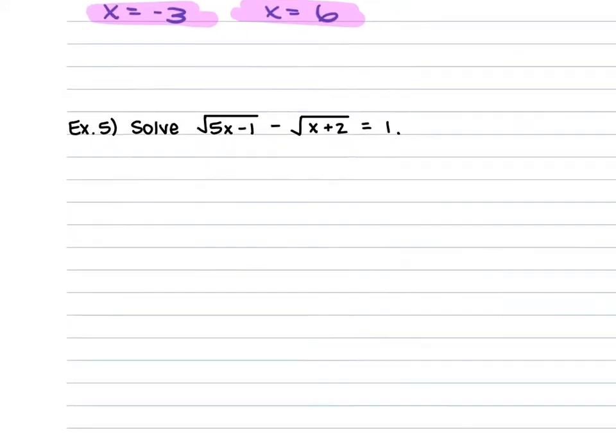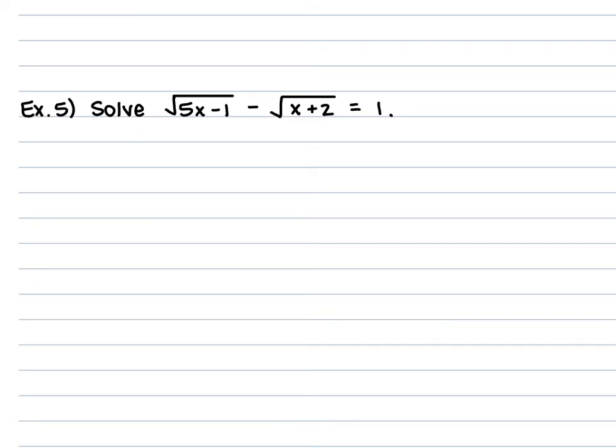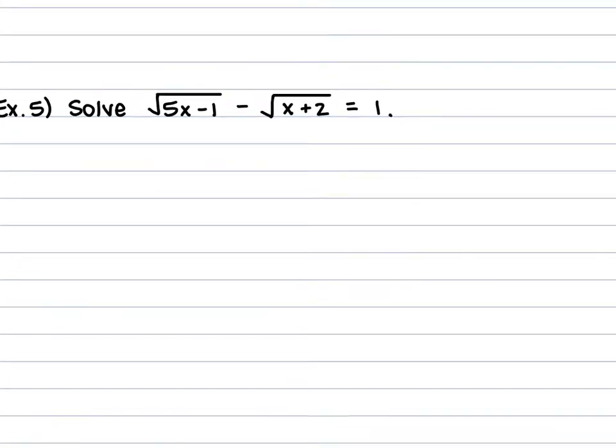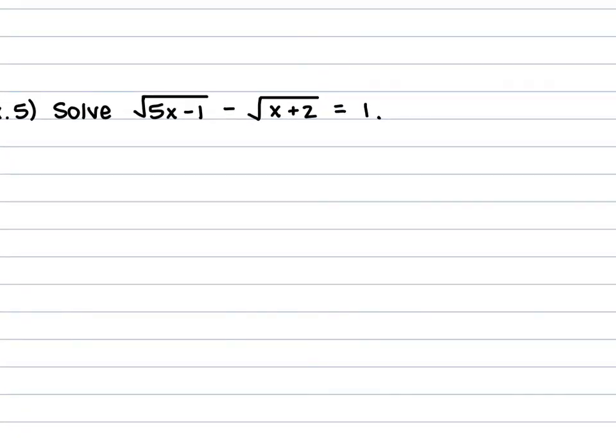For example 5, we are told to solve the square root of 5x minus 1 minus the square root of x plus 2 is equal to 1. For this, we are going to square both sides in order to get rid of the radical, or at least try to get rid of the radical. The reason why we are squaring both sides is because both of those indexes are 2. So we're going to raise this side to the second power. We're going to raise this side to the second power.